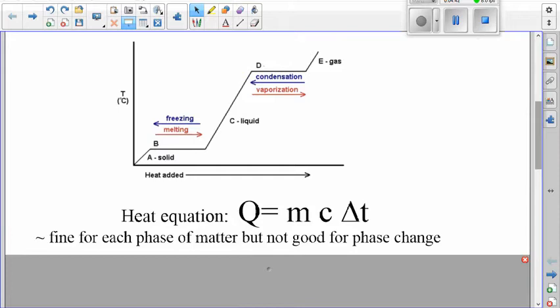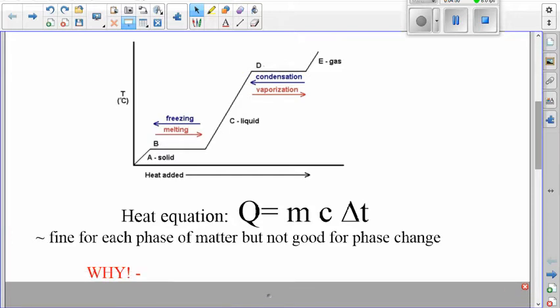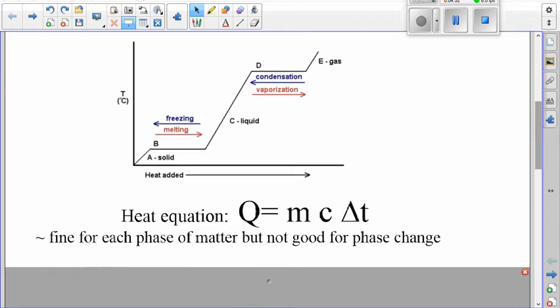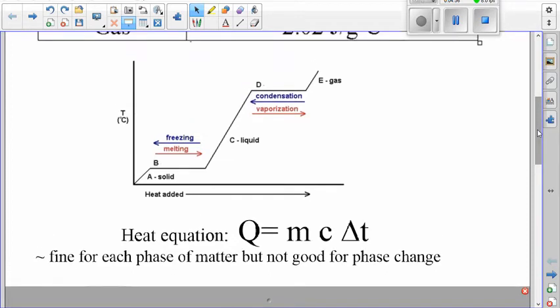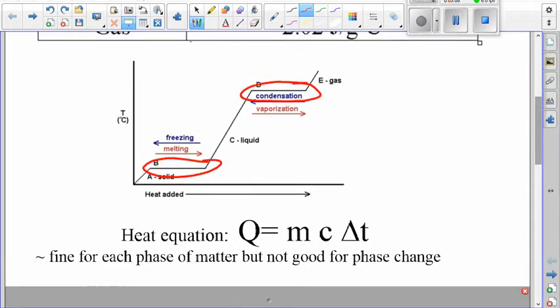And it's fine for each phase of matter, when you have only solid, only liquid, only gas. But here's the thing. It's not very good for phase changes. Q equals MC delta T is not an equation that works for phase changes. And again, I'm talking specifically about this section of the graph where we have a phase change and this section of the graph where we have a phase change. Why does Q equals MC delta T not work for phase changes?